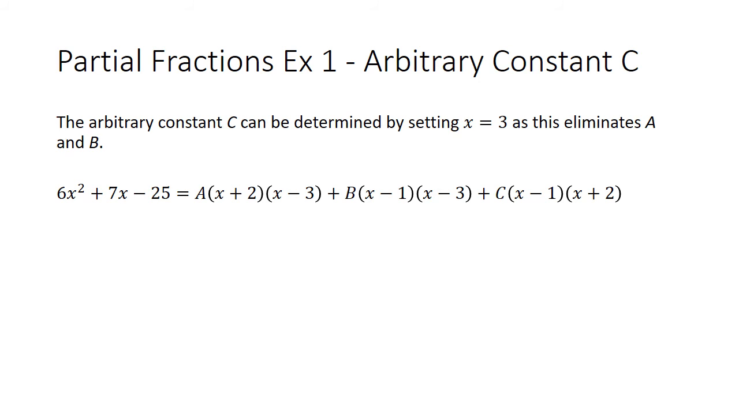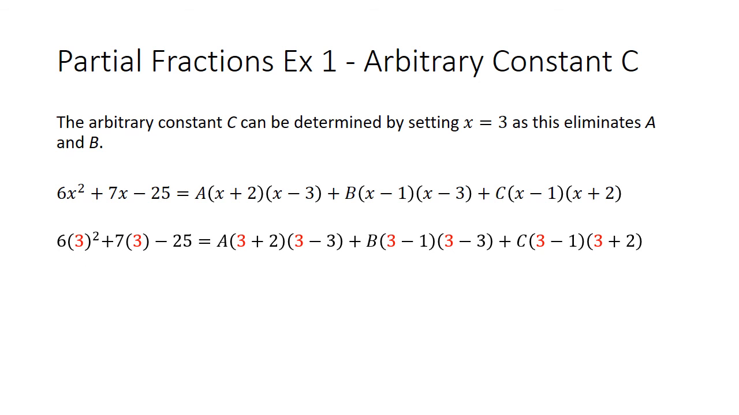So our next task is to work out the arbitrary constant C. If you look at the arbitrary constants A and B, you'll see that they both share the linear factor x minus 3. So if we put in x equal to plus 3, you can see that both of those linear factors will go to 0.